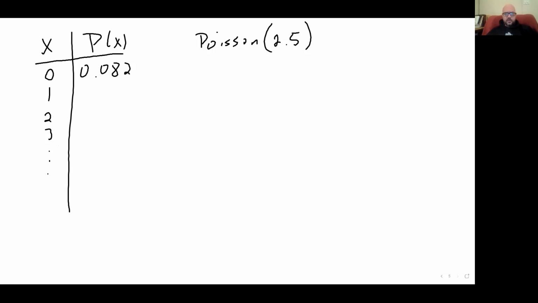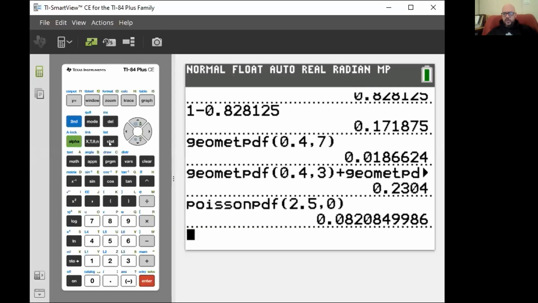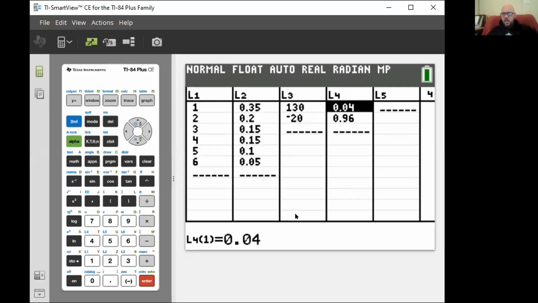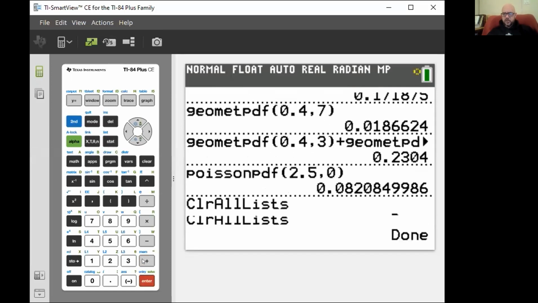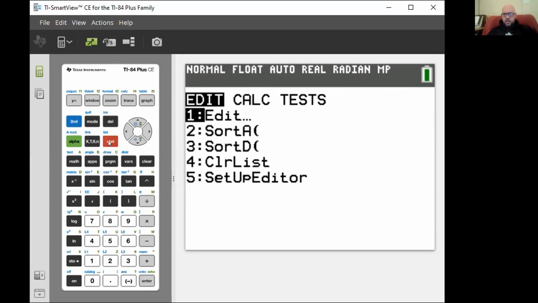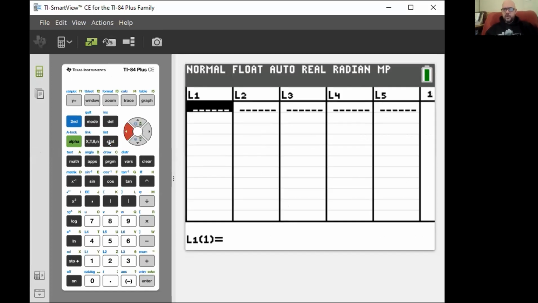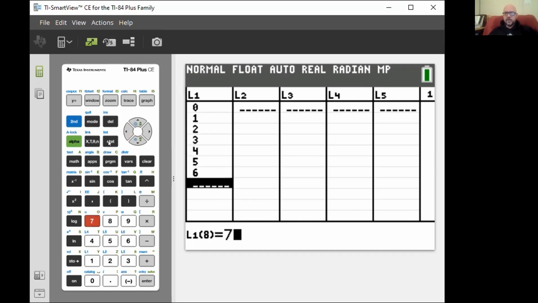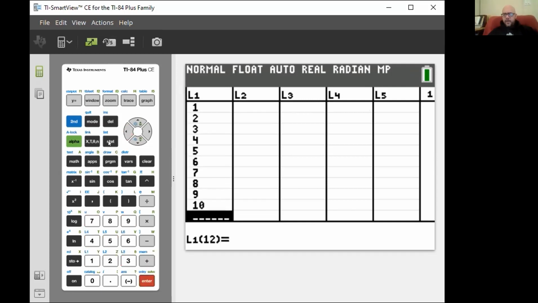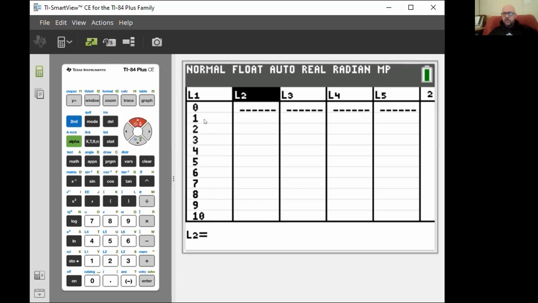There's a couple ways you could do this. The simplest one is to go to lists, and I think I have a bunch of stuff in here. Yeah, I do. I'm going to go ahead and remove all this stuff. We're going to go to memory, clear all lists, and go back here. Everything's gone. And so what I could do is enter 0, 1, 2, 3, 4, 5, 6, 7, 8, 9, and 10 in L1. And then in L2, I'm going to go into the header of L2 and do Poisson PDF of L1. It'll give me all the probabilities there, which is really convenient. Makes for a nice table.